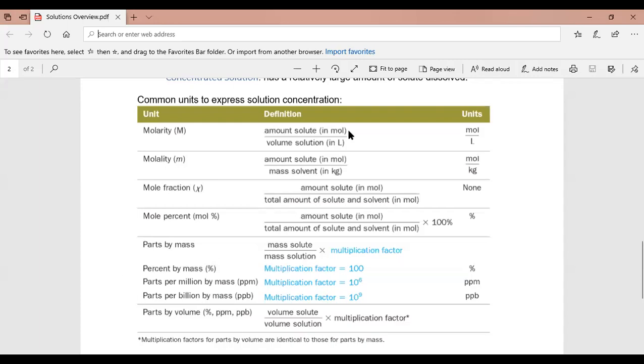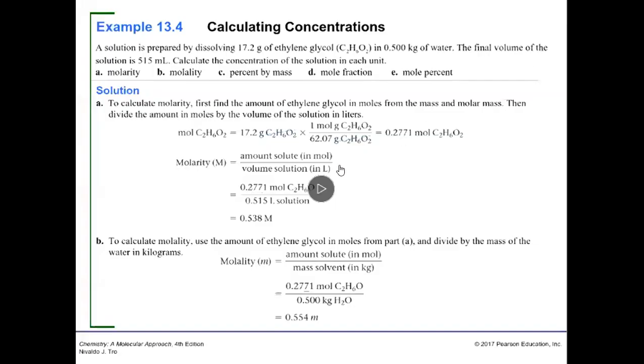So now we can go ahead and do some examples where we calculate all these different types of concentrations. First I have some examples where the work is already done. I'm just showing you an example of how to calculate all of these different types of concentration based off different information that's given. So molarity, you want to make sure we know all these definitions. Molarity is the moles of the solute divided by the volume of the solution in liters.